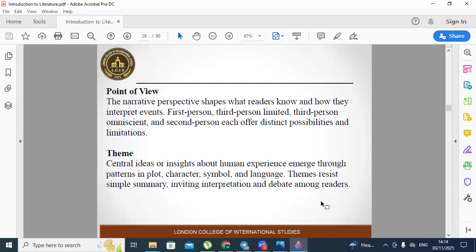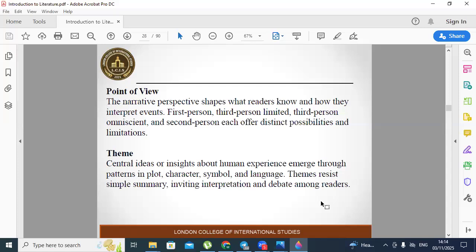Third person omniscient can enter any character's consciousness, know things no character knows, and provide commentary beyond any character's perspective. This godlike narrator has complete knowledge. Second person narration using "you" is rare but can create interesting effects, implicating the reader directly in the story. Each point of view offers distinct possibilities and limitations. Authors choose perspective carefully based on what they want to achieve.